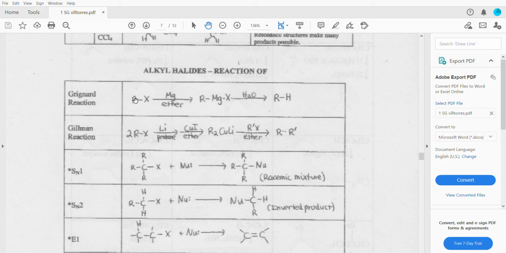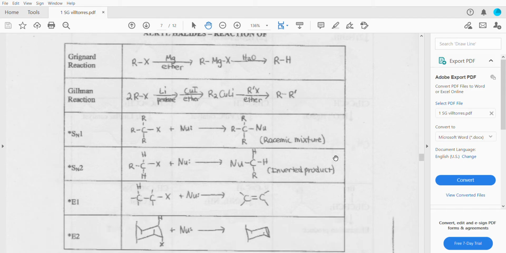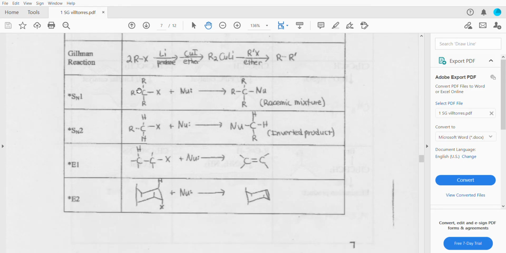Grignard reactions: RX in the presence of Mg and ether gives RMgX, and in H2O, RH forms. Gilman reactions: 2 RX, Li and pentane, then CuI and ether, and you can see the R–R bond forms. SN1, tertiary carbon; SN2, primary carbon, and how those nucleophiles attach.